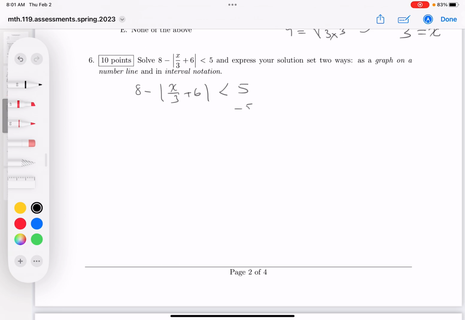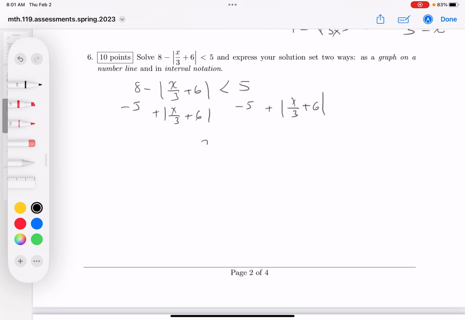I probably would subtract 5 from both sides, and I would add this to both sides. Again, you could add and subtract anything you want from both sides of an inequality without any effect on it. What do you get there? 3. On the other side, you're going to get the absolute value of x over 3 plus 6. Now, this is the form we like. And the form basically says this thing here has to be greater than 3 units from the origin. I understand what that means, by the way. That means that x over 3 plus 6 must be less than minus 3, or the x over 3 plus 6 has to be greater than 3.